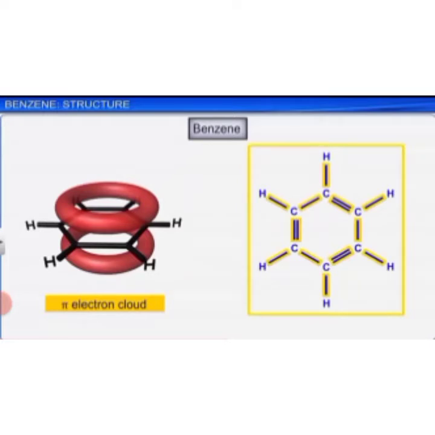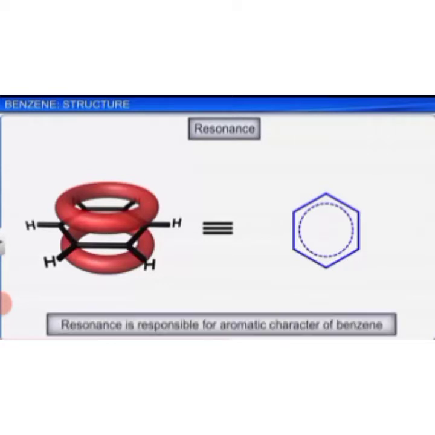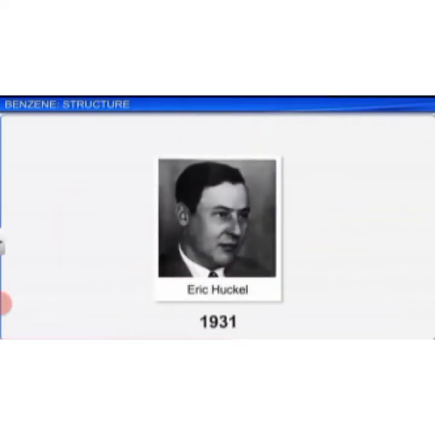Hence, this is the resonance hybrid of benzene. We know that the stabilization of benzene takes place due to resonance, which is also responsible for its aromatic character. In 1931, Erich Huckel proposed the modern theory of aromaticity, or aromatic character of compounds.